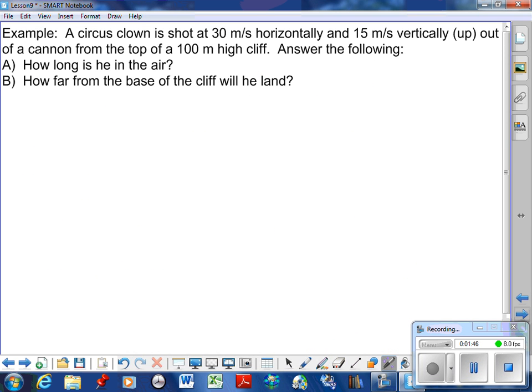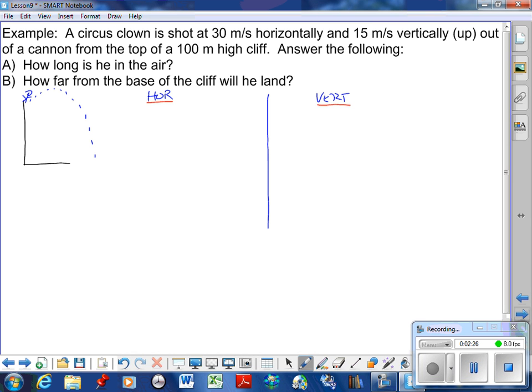Okay. Now, circus clown is shot at 30 meters per second horizontally, 15 vertically out of the cannon. So it's basically the same question, except now we have a vertical velocity. So same idea, clown in the air. So here he goes. But now he was shot upward, so now he's going to have an arc or a parabola. So we break it apart. Same process every time. As soon as you see projectile motion, you know you're breaking this into horizontal and vertical.